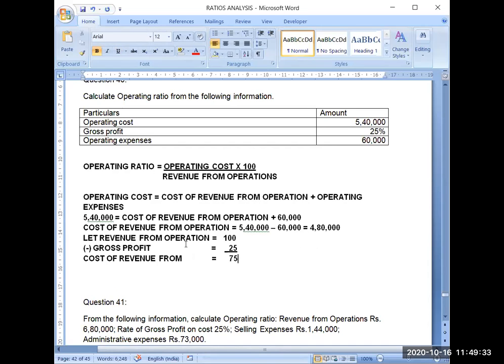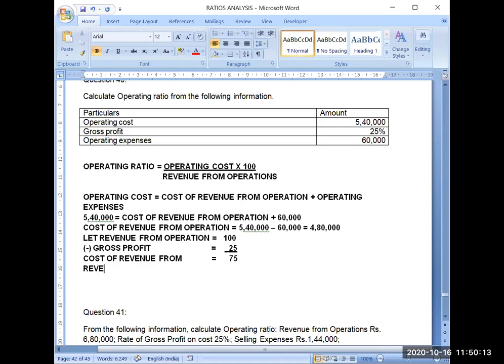Now we have got all the values. Out of these values, you have to decide which value is given in the question. So you will obviously find the cost of revenue from operation. Now I know I have this value 75, and I want to calculate revenue from operation because my formula needs revenue from operation. So I will put this number in the numerator and this number in the denominator and multiply that by 4,80,000.